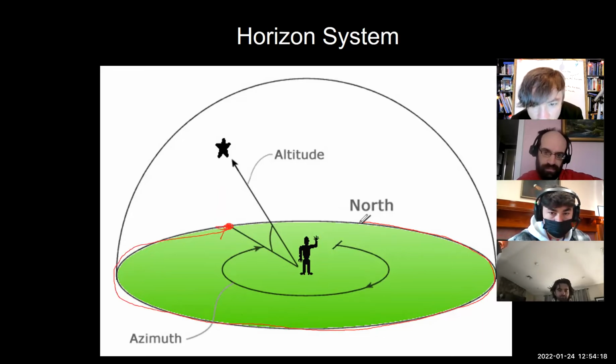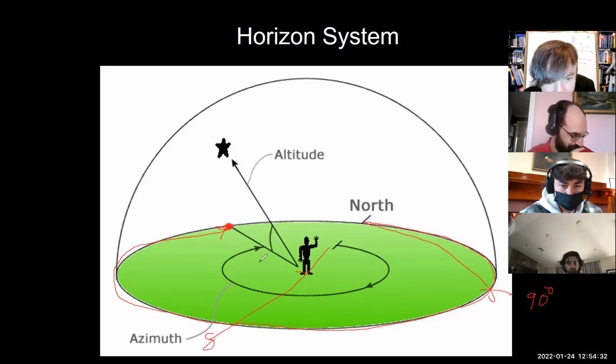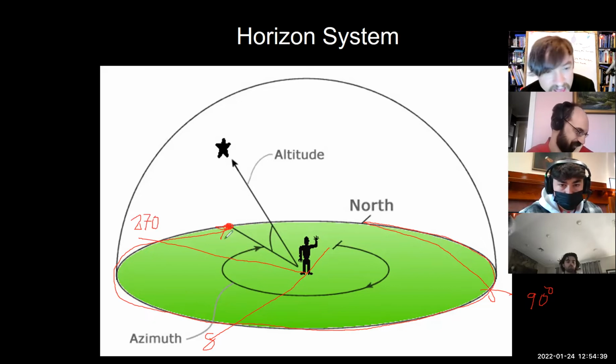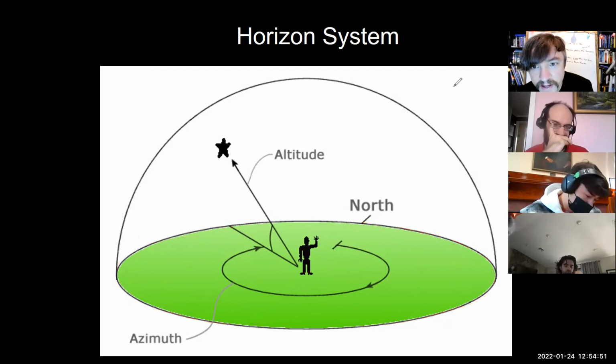Now, assuming this is north, that's 0 degrees, right? So east would be a quarter turn over here. That's 90 degrees azimuth. And then south would be down here. That's 180 degrees. And west would be 270 degrees. So I'm guessing this particular star has an azimuth of maybe 300 or 310 degrees. So 45 degrees would be its altitude, and 300 degrees would be its azimuth. That's how we do this, okay?